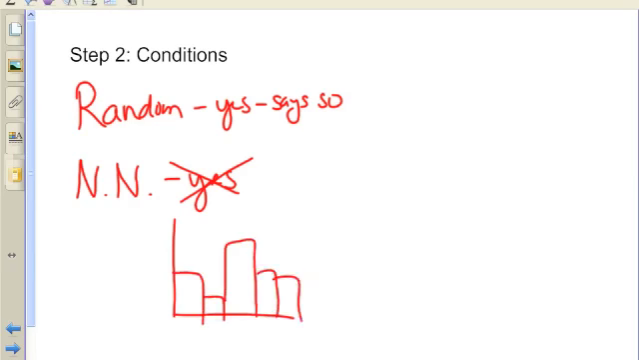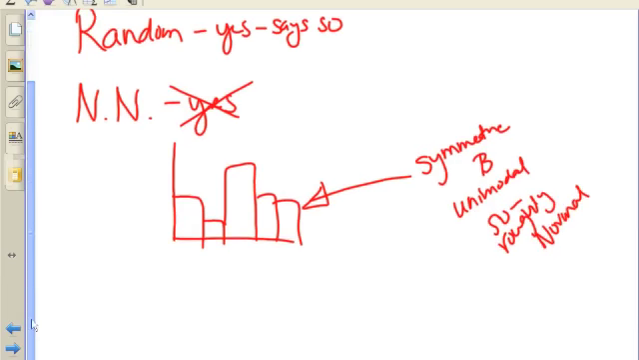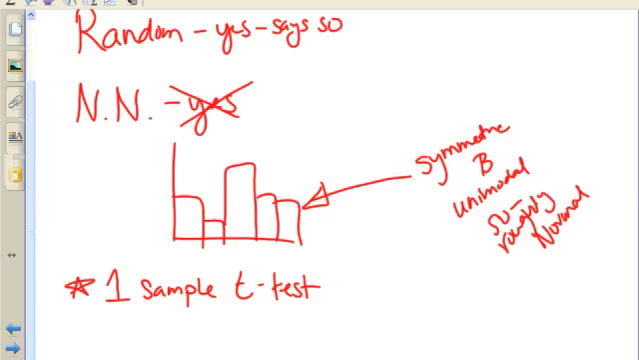I just did that from memory, so forgive me if it's not perfect. You also need to comment on the sketch. Look, it's symmetric-ish, and it's unimodal. So roughly normal. Okay, that's good enough for us. Those are the 2 conditions that are met. We're going to be conducting what is called a one-sample t-test. Please ask me about that. That's important. Make sure I haven't forgotten to tell you.